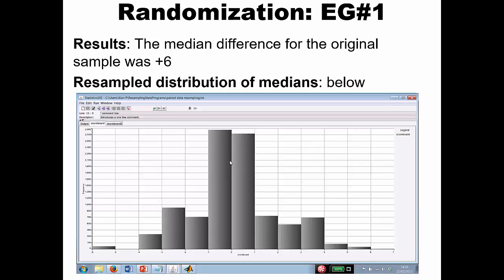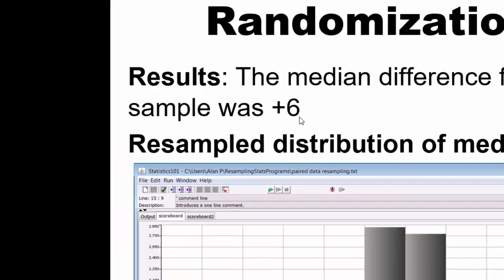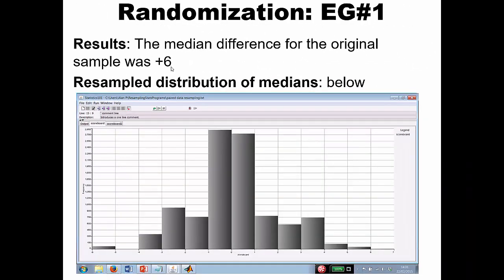So here is what it looked like. This is the actual output in Stats 101. The median difference in our original sample was +6. The median is the value of a set of data at the midpoint. So if you have 101 participants, for example, it would be the score of the 51st. You put them in order and you take the person at the midpoint.